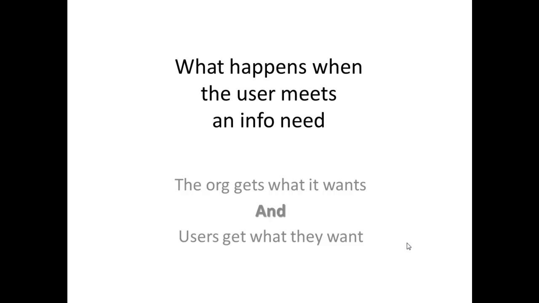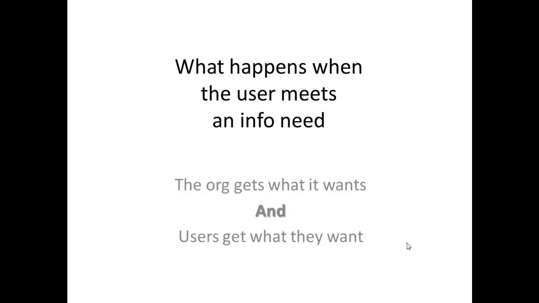The person who pays for the project wants something out of it. The people who are served by the project want something out of it as well. And when the user meets an info need, if everything goes well, the organization gets what it wants, the user gets what they want, and there's a balance. The user doesn't feel cheated by the organization, and the organization doesn't feel cheated by the user. It's a transaction. The org gets what it wants, and the user gets what they want. And hopefully, that's a balanced transaction.